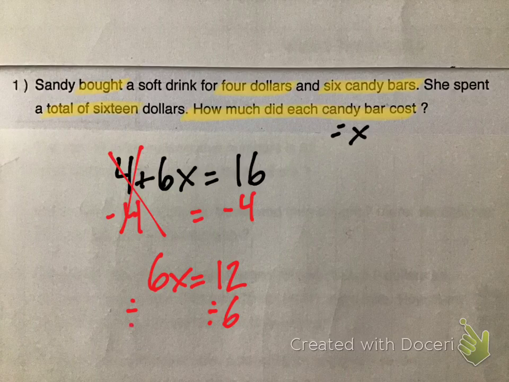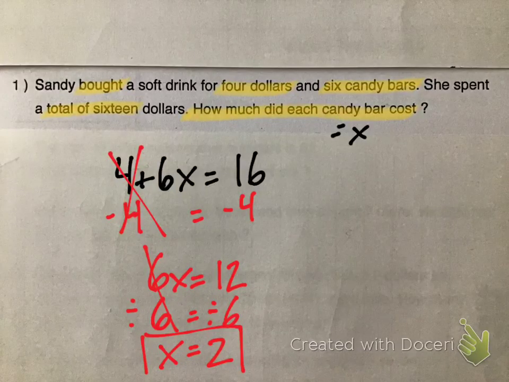Well, I have to do both sides divided by 6. 6 divided by 6 is 1. That goes away, and I just get x equals 12 divided by 6 is 2. So I find out that each candy bar costs $2. You must show your work. You must know how to do that.